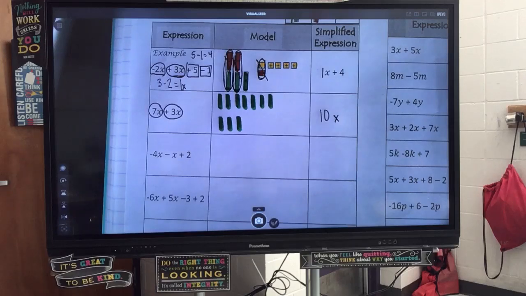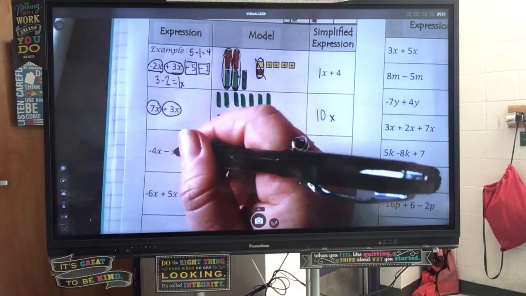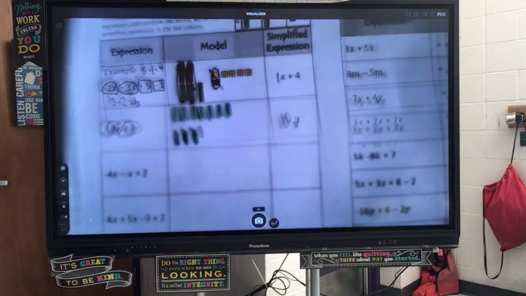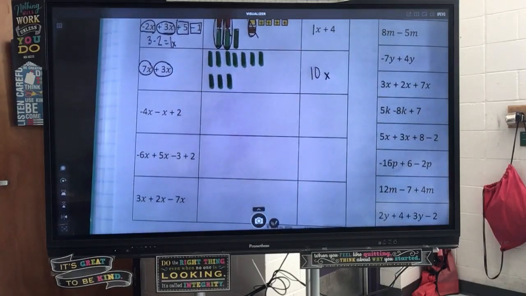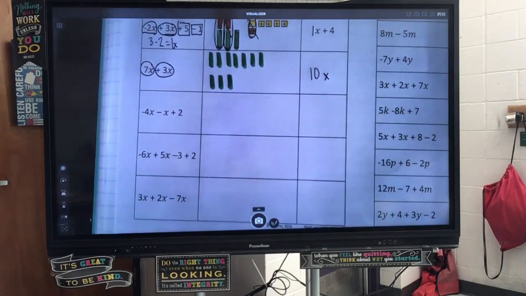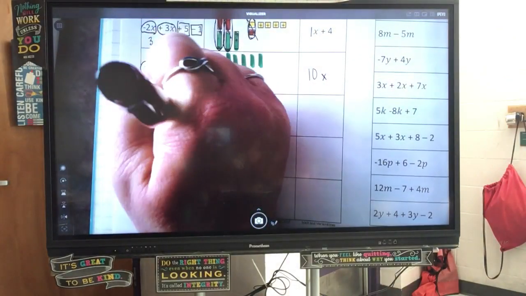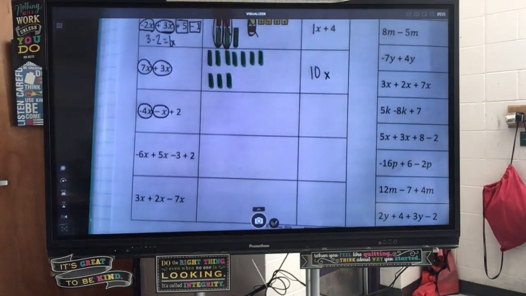Alright. The next one, we have negative 4x minus x plus 2. Alright, so can we combine anything in this one? Negative 4x minus x. Yes, so we can combine the negative 4x and the minus x, because they both have the same variable.